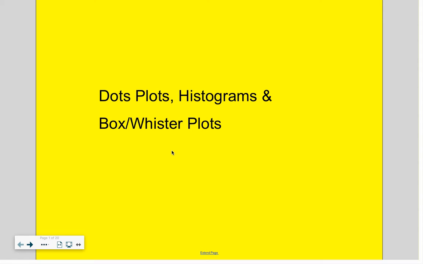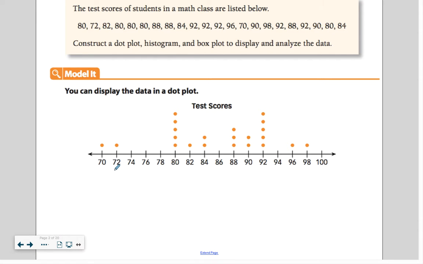So on the SAT, they often ask you to look at data in different ways and interpret things about the graphs. And so these are three of the graphs that I have seen presented on the SAT. So I wanted to go over each of them since it's probably been a long time since you've seen them. Okay, so first, let's look at a dot plot.